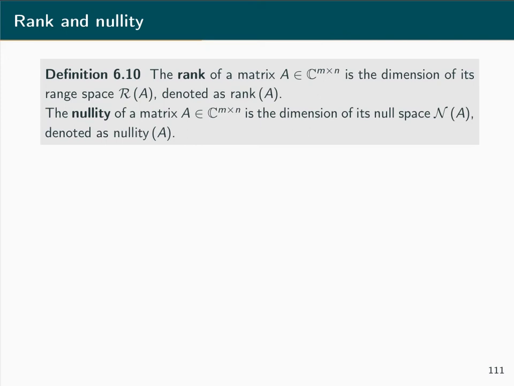Based on the definition of the range space and the null space, we have definition 6.10 of the rank and the nullity of a matrix. Namely, the rank of a matrix is the dimension of its range space, denoted as rank of A, and the nullity of a matrix is the dimension of its null space, denoted as nullity of A.